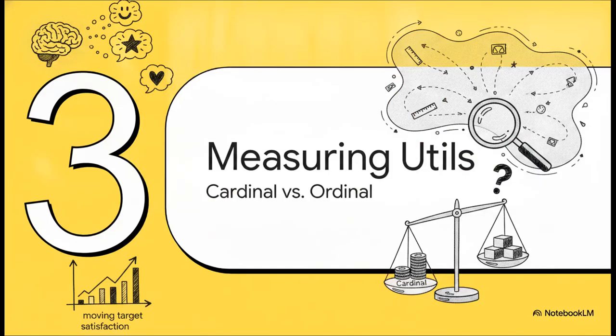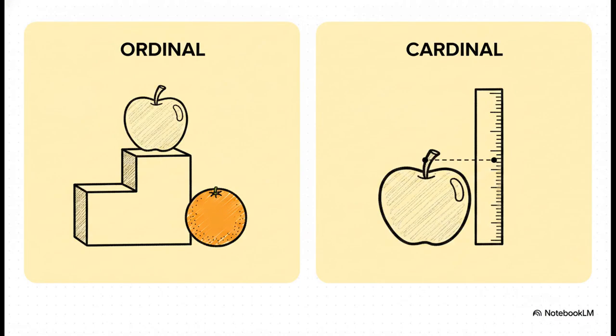Which brings us to Section 3, measuring satisfaction with utils, cardinal versus ordinal approaches. So how in the world do we actually measure this invisible, constantly moving target of satisfaction? Well, historically, economists fall into two main camps. The ordinal utility approach argues that we can't use exact numbers at all. We can only rank things. For example, simply saying, I prefer apples to oranges. But the main focus of this explainer is the other camp, cardinal utility.